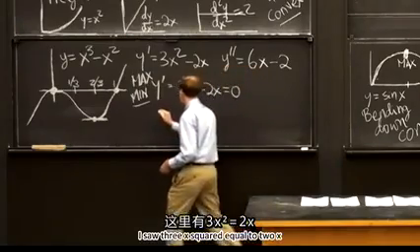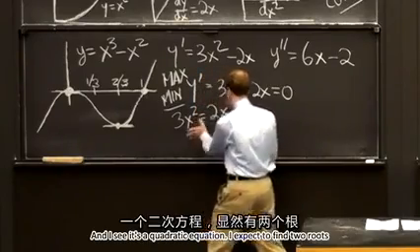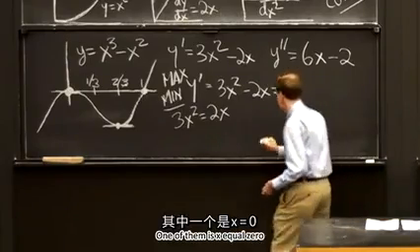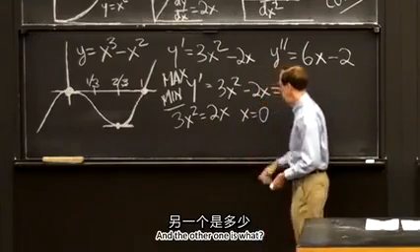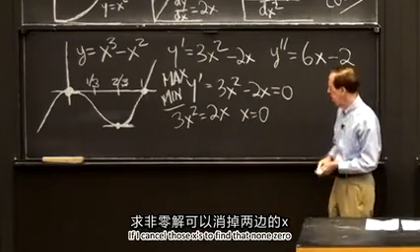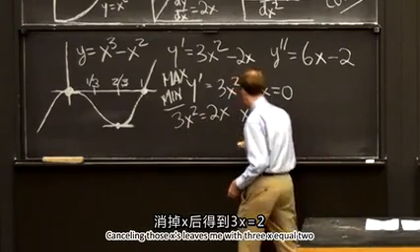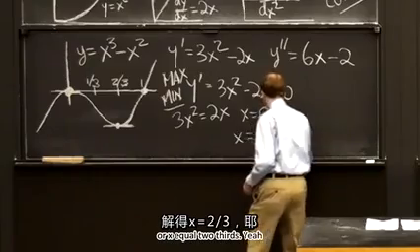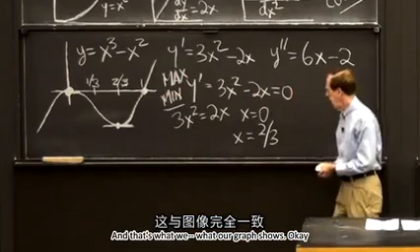I solve 3x squared equal to 2x, and I see it's a quadratic equation. I expect to find two roots. One of them is x equals 0, and the other one is what? If I cancel those x's to find a non-zero solution, canceling those x's leaves me with 3x equal 2, or x equal 2/3. Yeah, and that's what our graph shows. Okay.